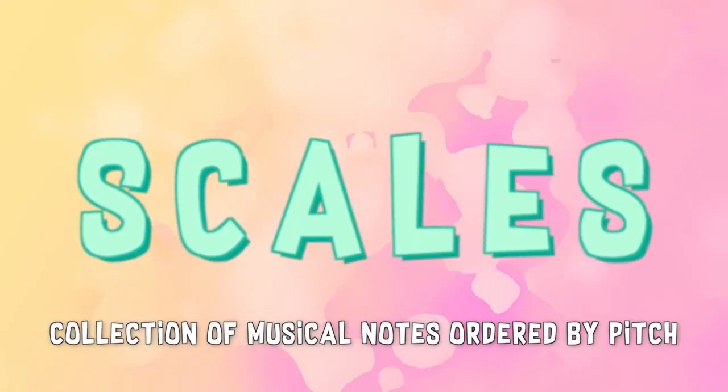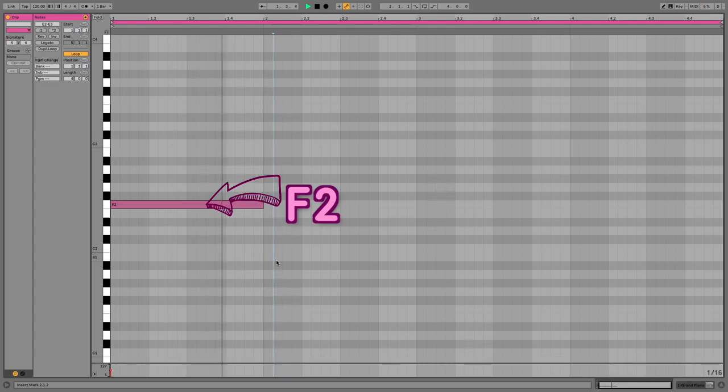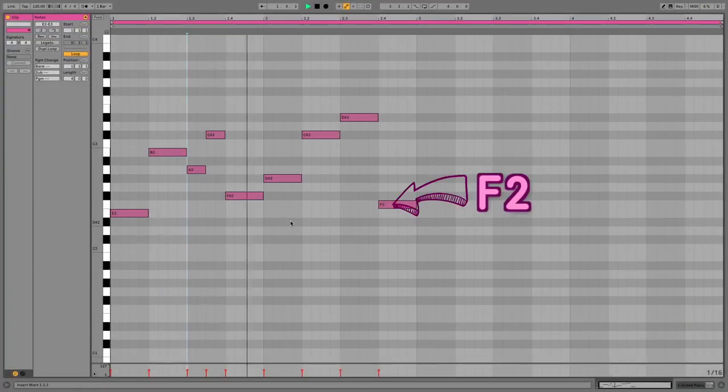Scales. Scales are a collection of notes that sound good when played together. This note may sound fine by itself, but when played in succession with these other notes, not so much.